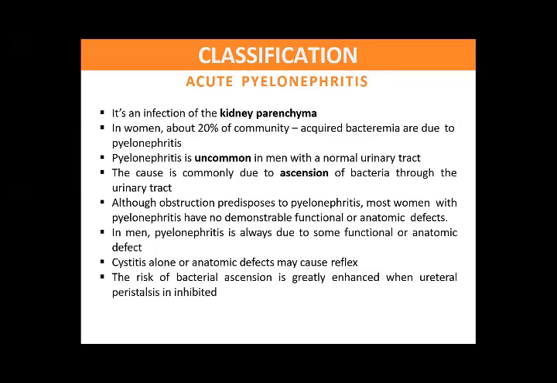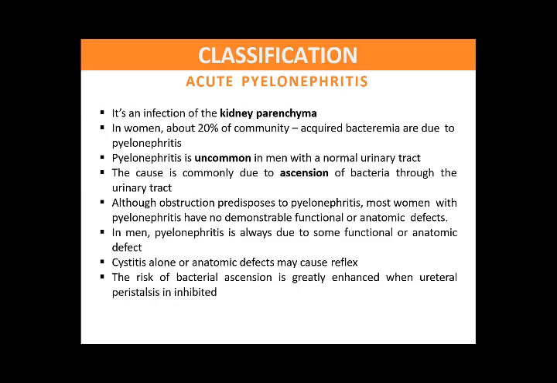Acute pyelonephritis: if you start from the urethra, you have urethritis and cystitis, and then ascending acute pyelonephritis. So this is a very critical phase of the urinary tract infection. Then you have an ascending infection leading to the renal parenchyma itself, that is, infection of the kidney parenchyma. In women, about 20% of community cases required renal admission due to pyelonephritis. It is uncommon in a normal urinary tract in uncomplicated hosts, but more common in complicated hosts who have an anatomical or functional abnormality of the urinary tract. The cause is commonly ascension of bacteria through the urinary tract.